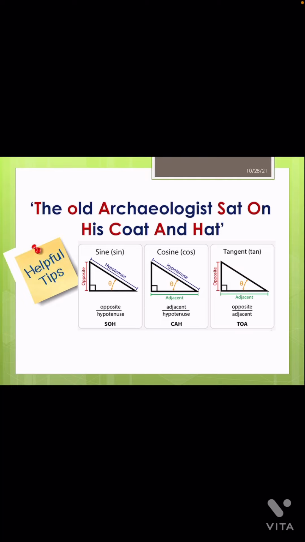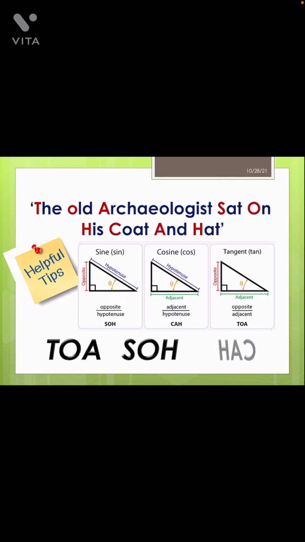For a given angle theta, each ratio, no matter how big or small the triangle is, will always be the same. Now let's see the relation between sine, cos and tan.